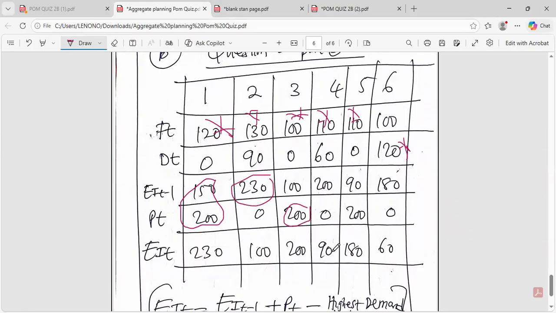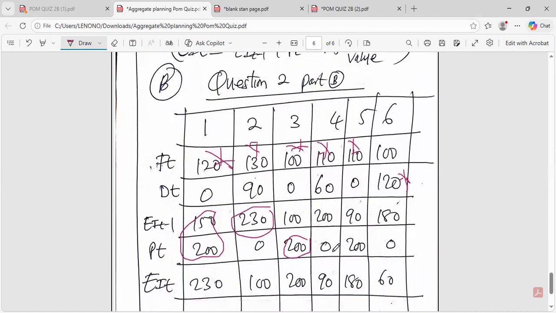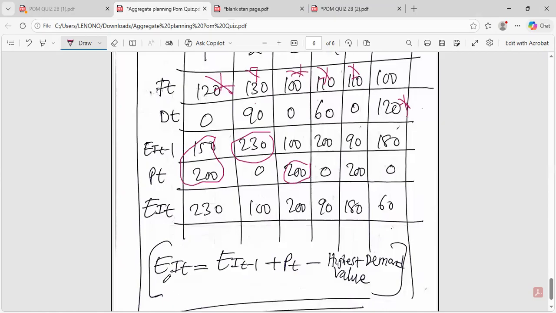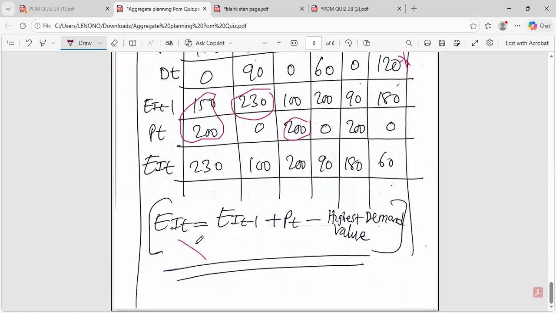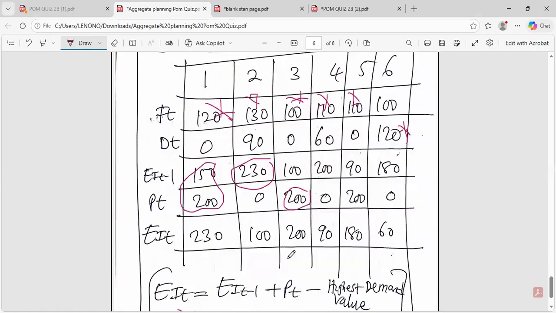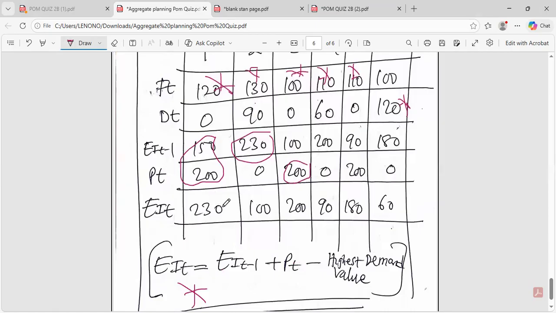All right, so this is how question 2, part B was supposed to be answered using this formula: ending stock is equal to beginning stock plus production minus highest demand. This is a very important formula that you need to understand. So we are using the opening stock plus production minus the highest demand value in a given period.